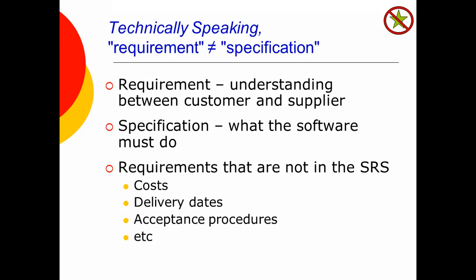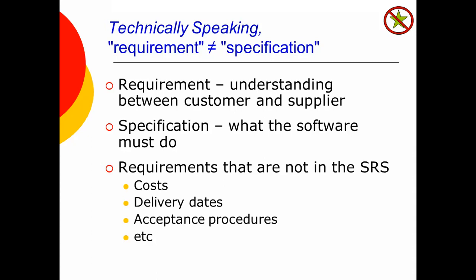Specification means what the software must do. This is your work. The programmer is going to develop any software, but beforehand, you must be aware of the specification of the particular software before designing or before doing the coding, etc. This is called the specification. So requirement is different from the specification. Specification means what the software must do. Requirement means understanding between the customer and the supplier.